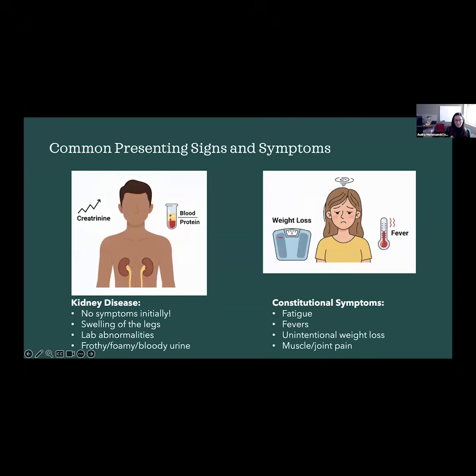Other common presenting signs, and one of the most serious of those is kidney disease. It's really important to note that most people don't have symptoms of kidney disease until it's quite late. Your kidneys do a really good job of buffering things as they're filtering our blood, but it takes quite a bit of kidney dysfunction for patients to develop symptoms.